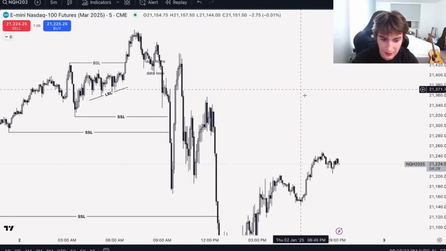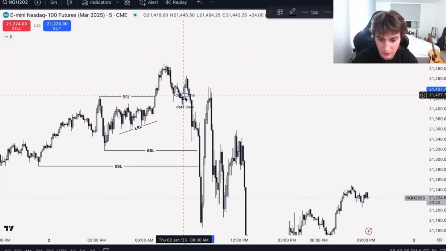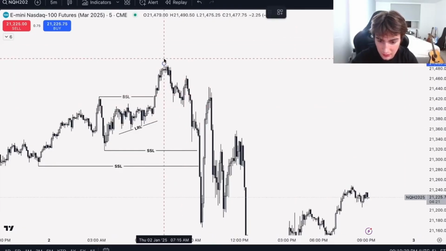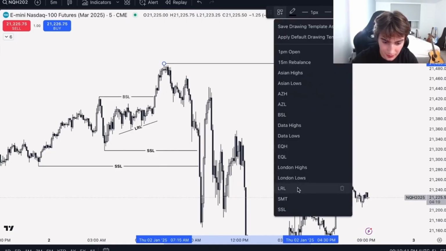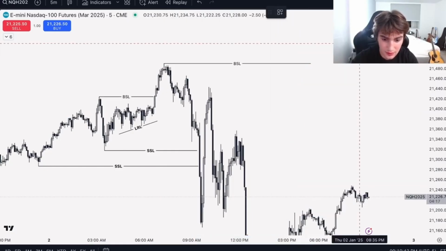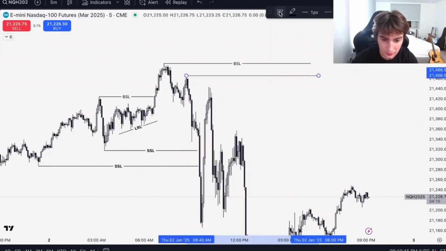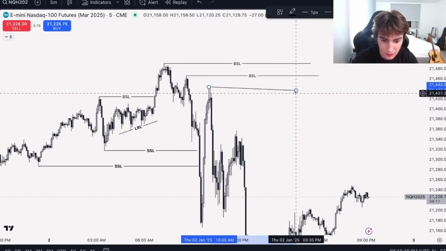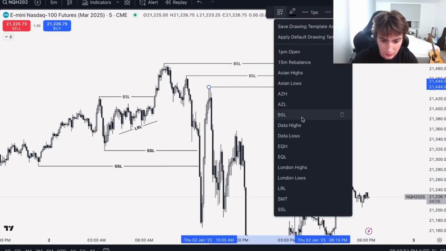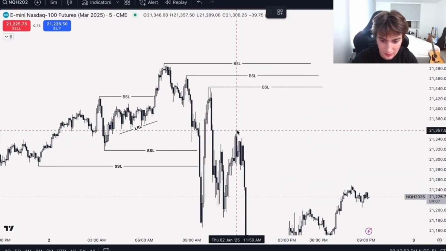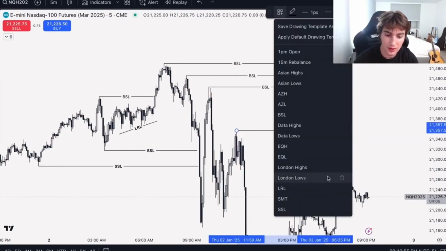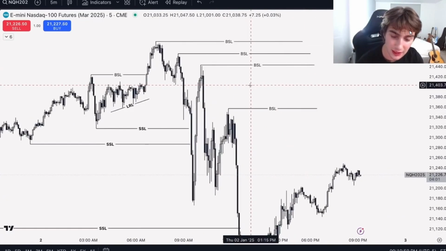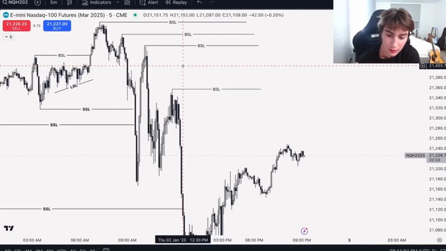And the same goes with your highs. If you're marking out highs, these look pretty obvious to me. We got some buy side up here, some buy side up here, some buy side up here, and some buy side up here. So it shouldn't be very hard to identify. Mark out your significant highs and lows. Those are going to be your buy side and sell side levels.